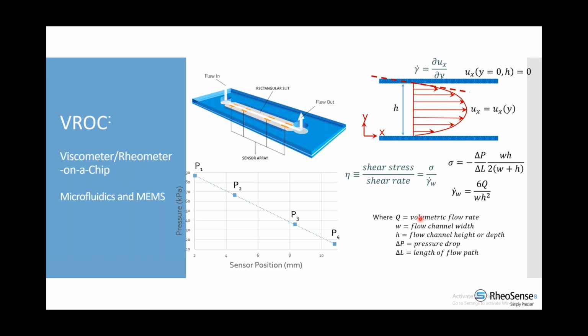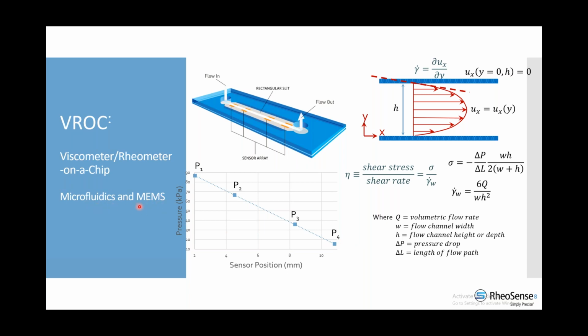So with that in mind, I want to talk to you a little bit about our technology that we use for measuring viscosity. Our technology is called VROC technology, viscometer rheometer on a chip. Since we have had a full review of our technology in the previous webinars, I'm just going to go over a quick overview of this technology and show you how it works. Our technology is basically a combination of microfluidics and MEMS, or microelectromechanical systems.